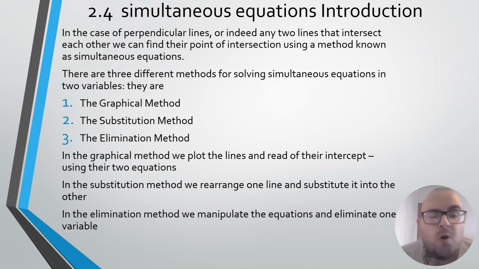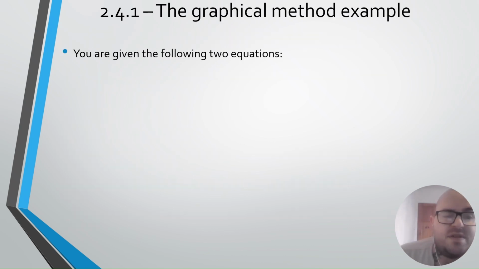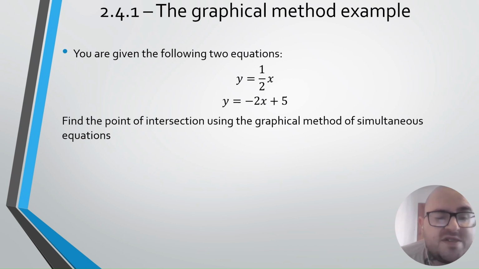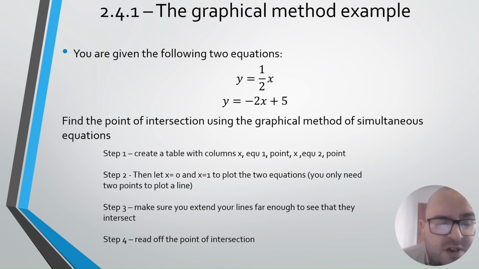In the graphical method, you plot them and then read off the intersection. In the substitution method, you rearrange one line and substitute it into the other. And then in the elimination method, you use algebraic manipulation and eliminate one of the variables. So the graphical method. You're given the following 2 equations, y equals a half x and y equals -2x plus 5. We need to find the point of intersection using the graphical method. So we create a table, and then we let x equal 0 and x equal 1 so that we have 2 points to plot the line. We extend the lines far enough on our graph so that we can actually see where they intersect, and then you read off the point of intersection.